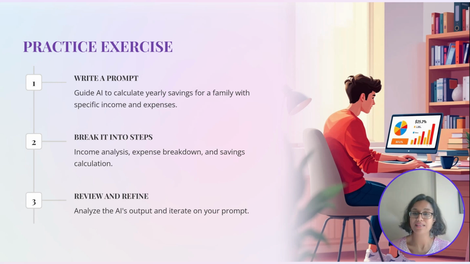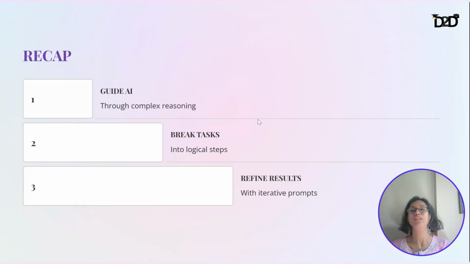As you work through this exercise, consider how breaking tasks into smaller components not only simplifies the process but also enhances the accuracy of the results. To recap, chain of thought prompting helps you to guide AI through complex reasoning. It helps you to break tasks into logical steps, and it also helps you to refine results with iterative prompts.